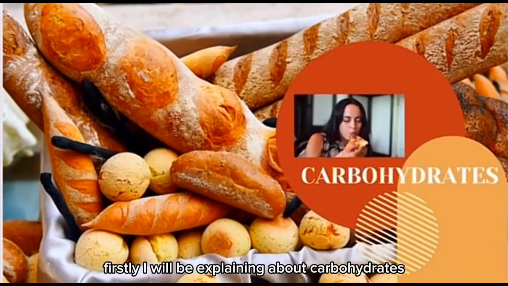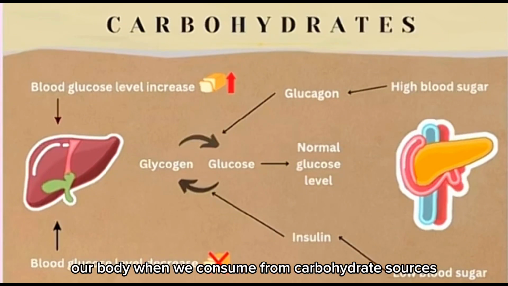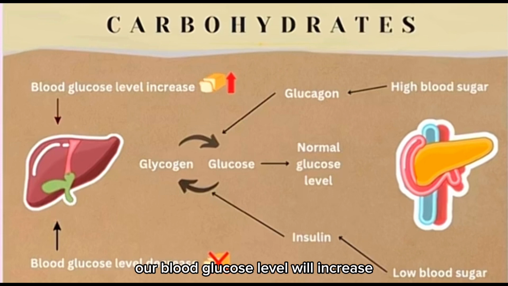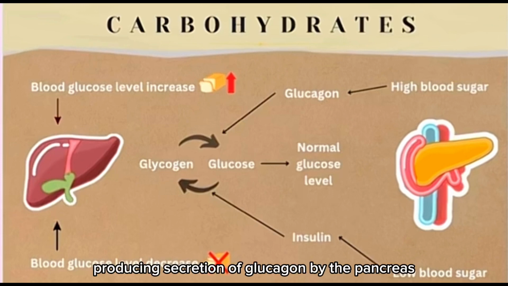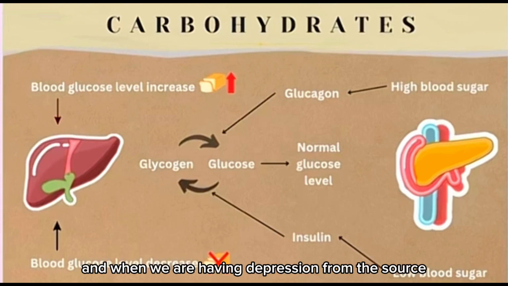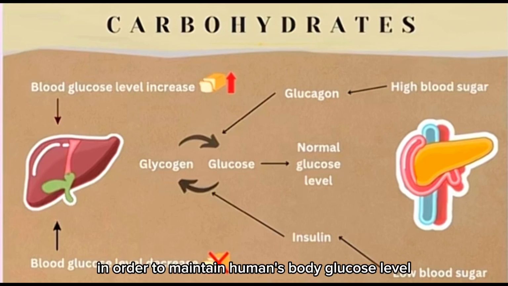Firstly, I will be explaining about carbohydrates. So this will briefly explain about what happens in our body when we consume from carbohydrate sources or when it gets depleted. When we have eaten, our blood glucose level will increase, producing secretion of glucagon by the pancreas to convert glycogen to glucose. And when we are having depletion from the source carbohydrates, pancreas will secrete insulin to convert glucose to glycogen in order to maintain human's body glucose level.